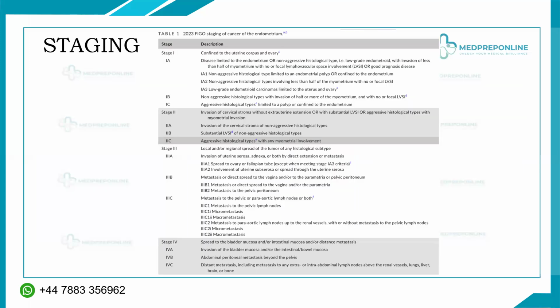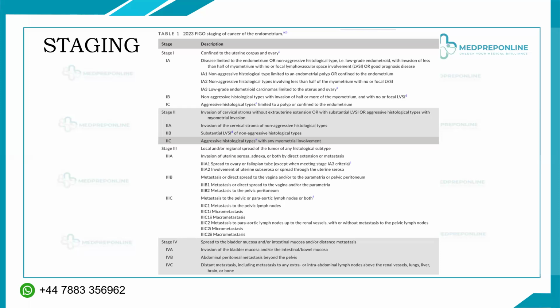So now coming to the FIGO staging of endometrial cancer. So stage 1, now this also has been newly updated in 2023. So stage 1 is confined to the uterus as well as the ovary. So 1A is when the disease is limited to the endometrium itself, and it's a very non-aggressive cancer. So these are low-grade cancers, right? So they have a good prognosis. So 1A1 are the low-grade non-aggressive cancers, but they're limited to either a polyp in the endometrium or confined to the endometrium. 1A2 is involving less than half of the myometrium, and 1A3 is, these are low-grade endometrioid carcinomas, and they're limited to uterus and ovary.